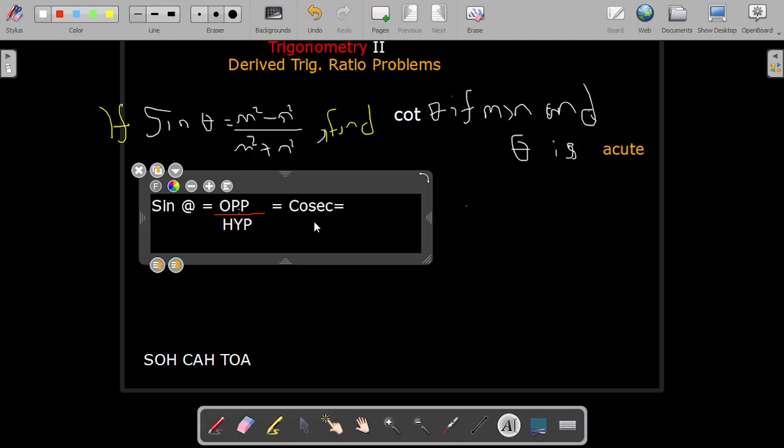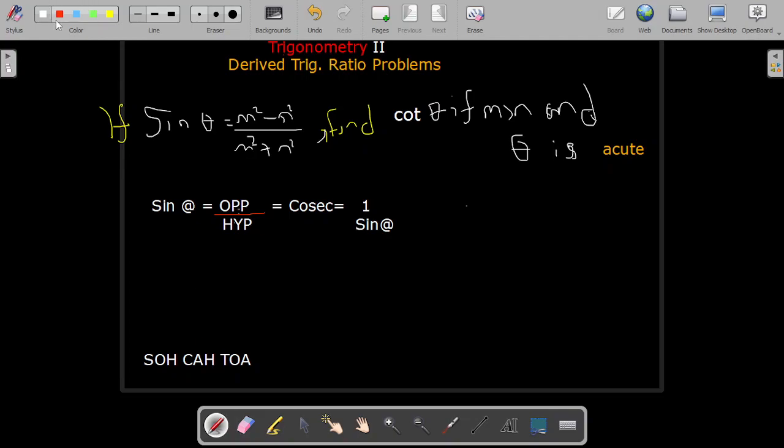So which implies that cosec is 1 over sin theta. That's the formula of the cosec, because it is the reciprocal of sin theta.